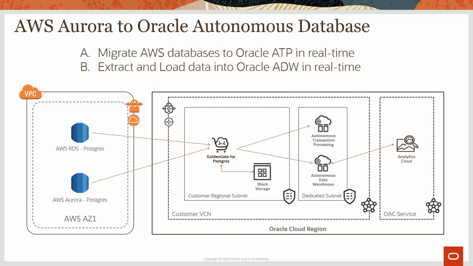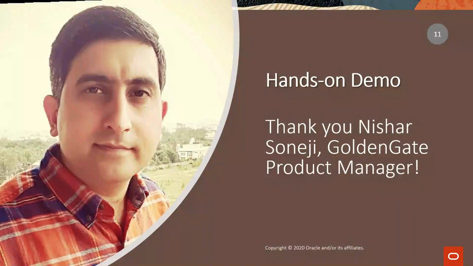I think it's actually time, why don't we show a hands-on demo of this exact topology. So to do the demo today, we've invited Nishar. Thank you, Nishar, for doing the demo with us. GoldenGate product manager based out of India, and he'll take us through a hands-on demo showing exactly how to set up this new Oracle Postgres functionality with AWS engines as the source, and then our autonomous databases in Oracle as the target. So with that, take it away, Nishar.